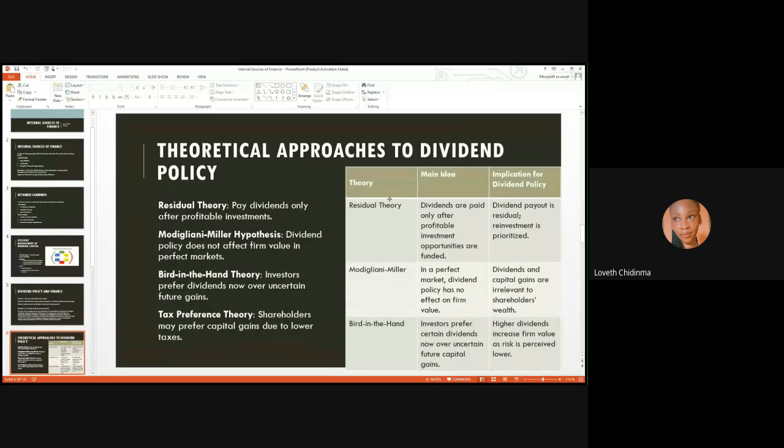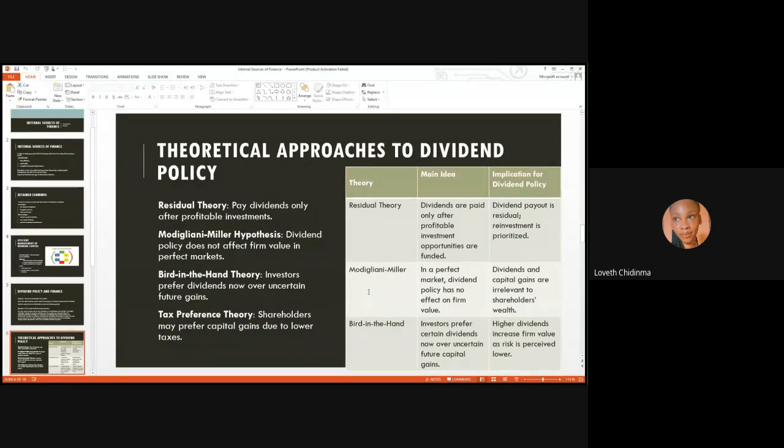So the theoretical approaches to dividend policy. We have the residual theory, the Modigliani-Miller theory, and the bird-in-hand theory. The residual theory is saying that dividends are only paid after profitable investment opportunities are funded. The implication for dividend policy: dividend payout is residual, reinvestment is prioritized. That is, they prioritize reinvesting the profits they get instead of paying out dividends to the shareholders. That's what residual theory is saying.